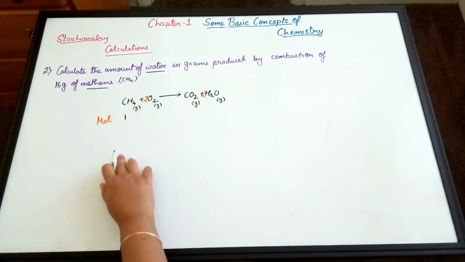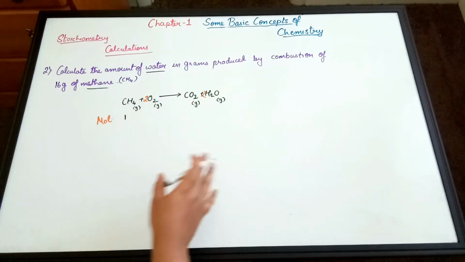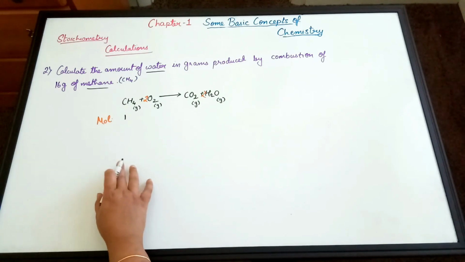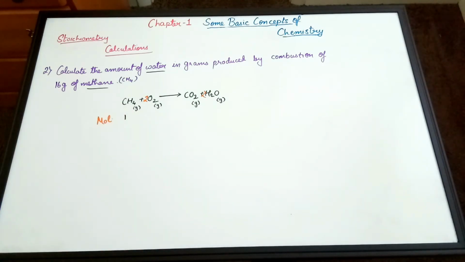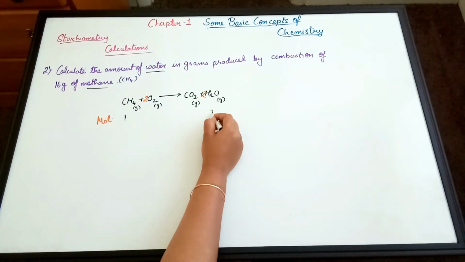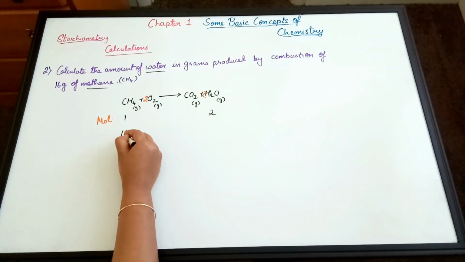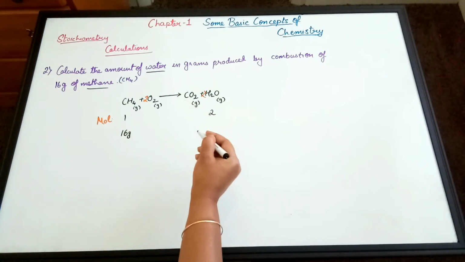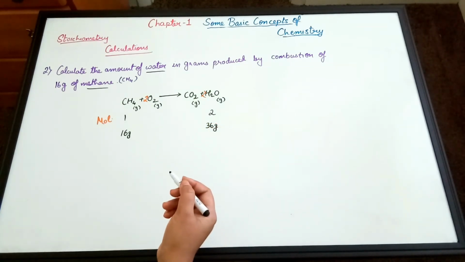So, 1 mole of methane. Just because we are only considering methane and water, I'm going to be talking about methane and water alone in this answer. So 1 mole of methane reacts with oxygen to form 2 moles of water. This also means that in terms of mass, 16 grams of methane forms 36 grams of water.